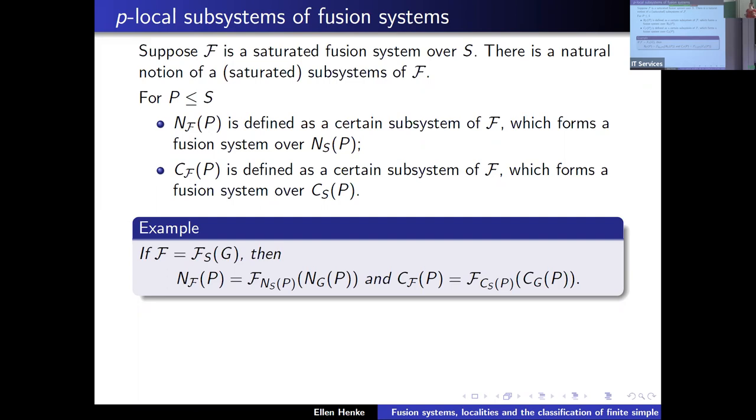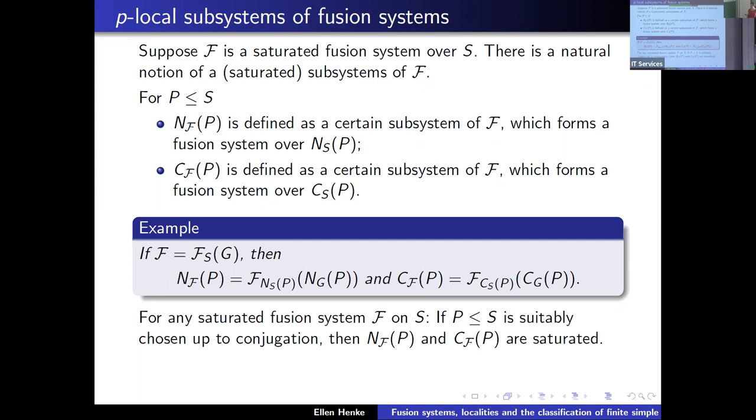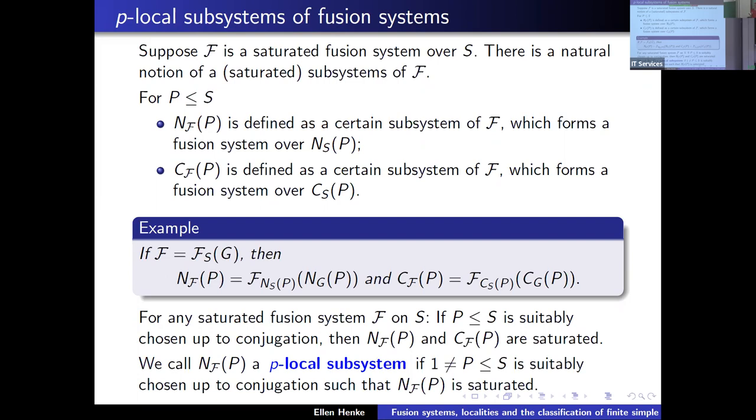But if S is the Sylow p-subgroup, then we can choose P suitably up to conjugation so that this happens. And that way we get saturated fusion systems. And this is also what is possible in the abstract. By a conjugate, I mean now an F-isomorphic object. And if a subgroup P of S is suitably chosen up to conjugation, then the normalizer and the centralizer are saturated. So this is one point where it's a little bit more difficult to work with fusion systems than in groups, but basically we can still work with p-local subgroups or p-local subsystems. And if you define that, you actually want to consider the normalizers of non-trivial subgroups which are saturated.